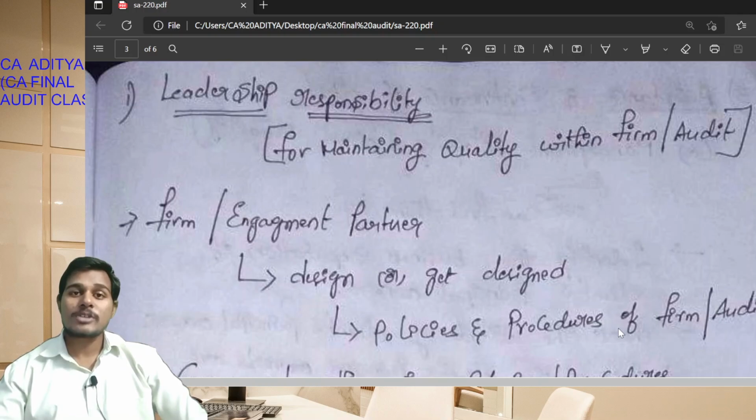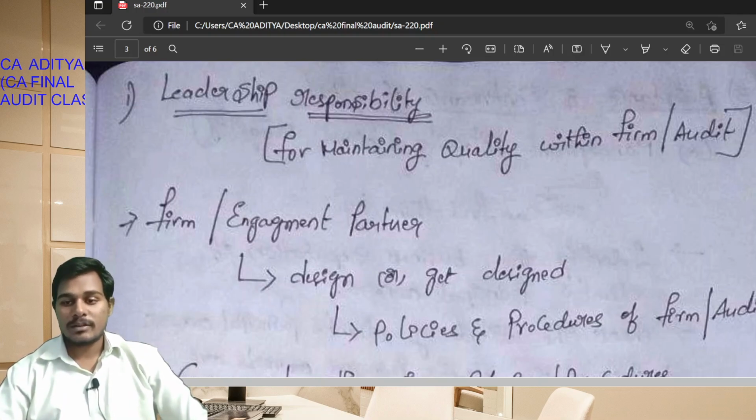These policies and procedures are to be communicated to the firm personnel through dialogues, seminars or by way of training. Firm personnel means the staff within the organization, that is the articled students, paid assistants or employees under the CA. They are to be trained, or dialogues or seminars are conducted for the purpose of communicating the policies and procedures of the CA firm or the engagement partner during the audit.